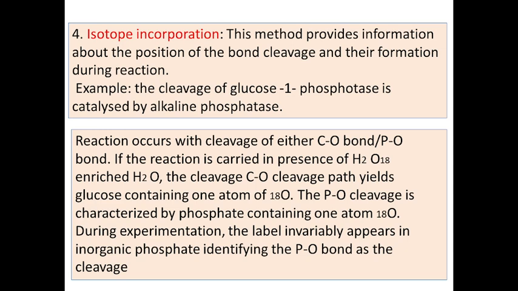The cleavage of glucose 1-phosphate is catalyzed by alkaline phosphatase. So the glucose 1-phosphate cleavage is catalyzed by alkaline phosphatase, the enzyme which cleaves glucose 1-phosphate. This is one example of isotope incorporation. The reaction occurs with cleavage of either the carbon-oxygen bond or the phosphorus-oxygen bond.